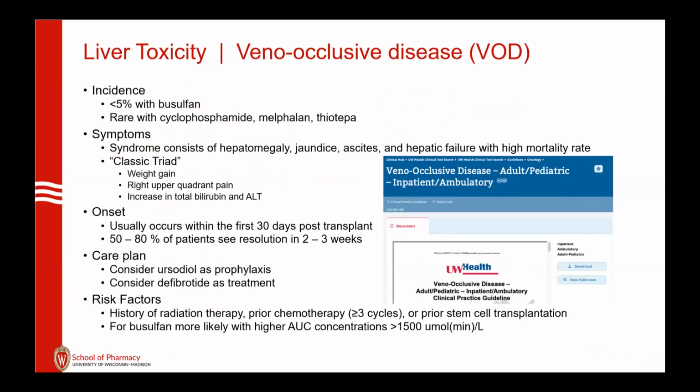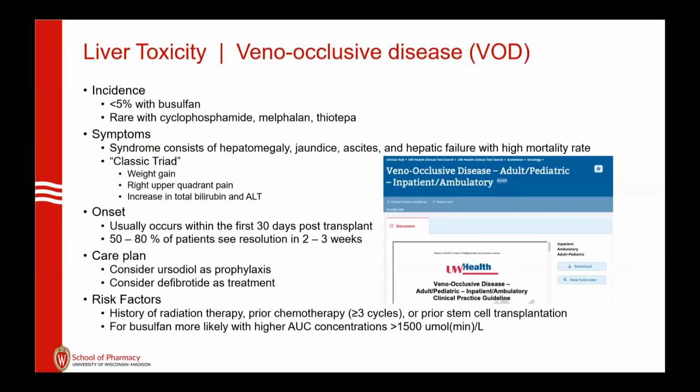Liver toxicity is also rare. Busulfan is another drug, but cyclophosphamide, the most common agent, it does happen with. We look for this classic triad of weight gain, right upper quadrant pain, and increases in liver labs. And this is with transplant doses as well.